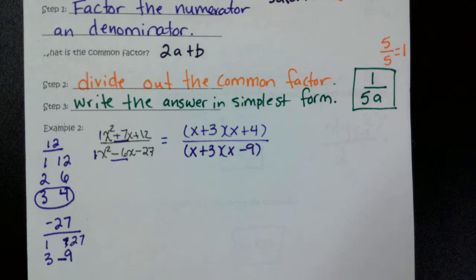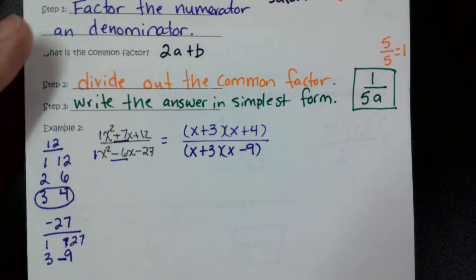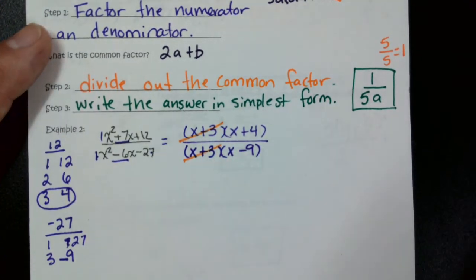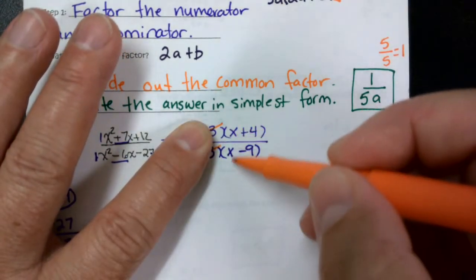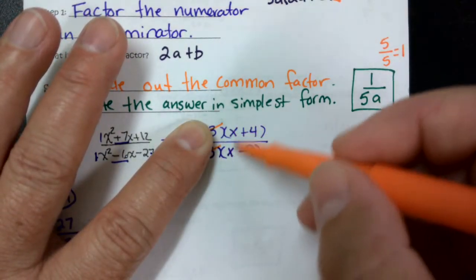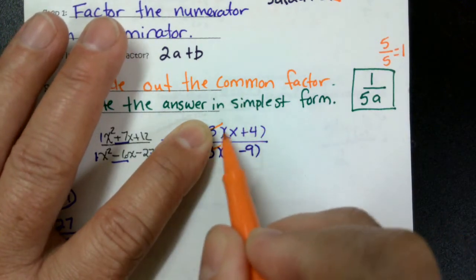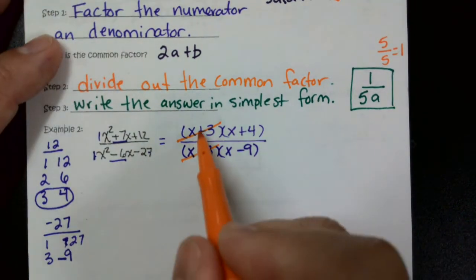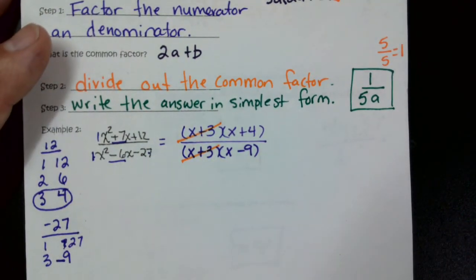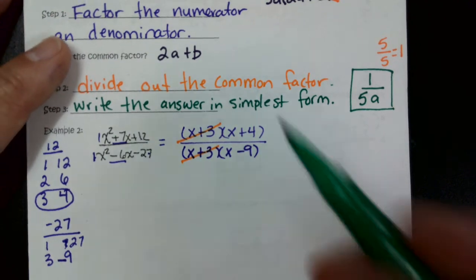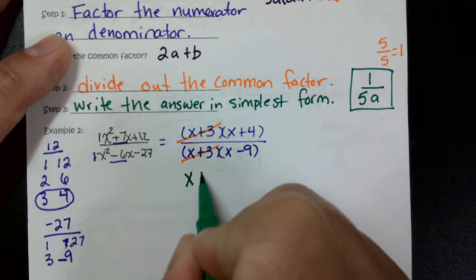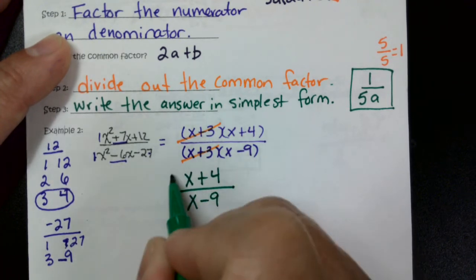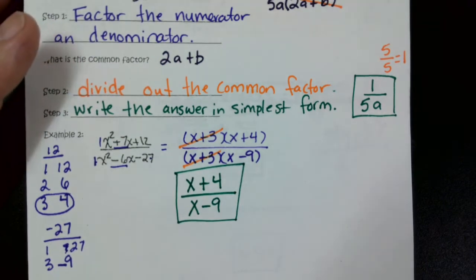Next step is to find the common factor and divide that out. So I notice I have an x plus 3 and an x plus 3. Now some students want to divide out these two x's, but we can't. This whole factor is x plus 4. We can't separate this or the x minus 9. So the only common factors we have are the x plus 3's. So now what is our answer in simplest form? We have x plus 4 over x minus 9. So that is our simplified fraction.